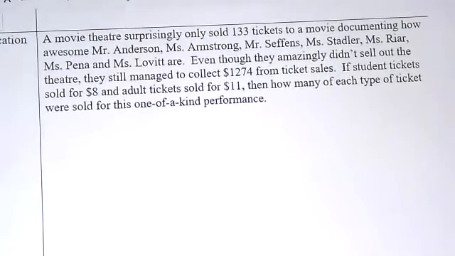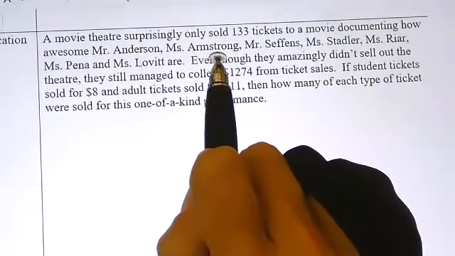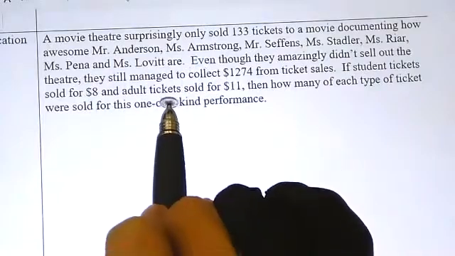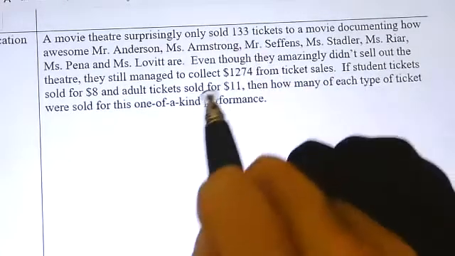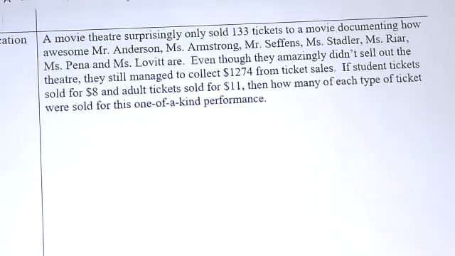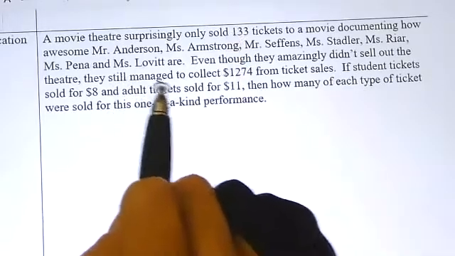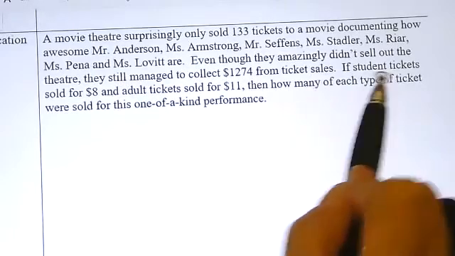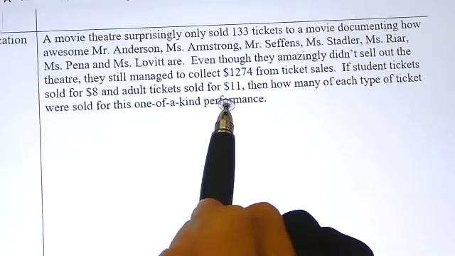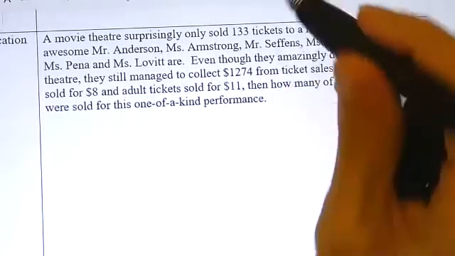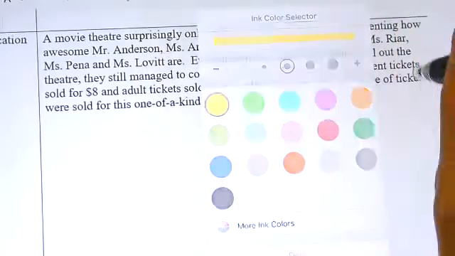Okay, movie theater. Surprisingly, only sold 133 tickets to a movie documenting how awesome Mr. Anderson, Ms. Armstrong, Mr. Suffens, Ms. Stadler, Ms. Riar, Ms. Pena, and Ms. Lovett are. These are all math teachers here on campus, by the way, so this is an awesome documentary. Even though, amazingly, they didn't sell out the theater, they sold 133 tickets, they still managed to collect $1,274 from ticket sales. The student ticket sold for $8. The adult ticket sold for $11. Then the question is, how many of each type of ticket were sold for this one-of-a-kind performance?